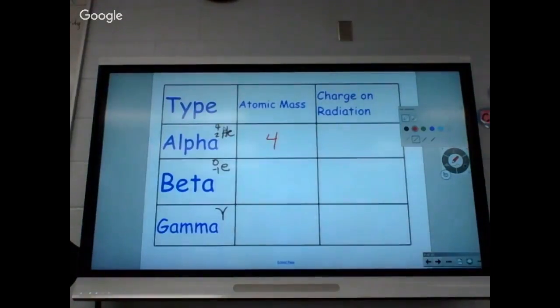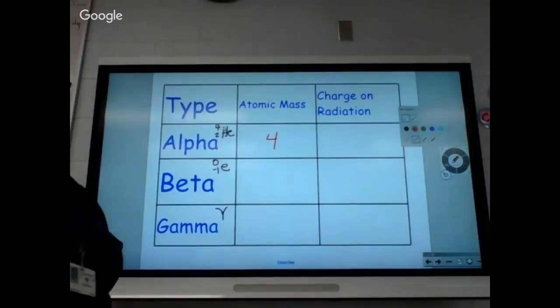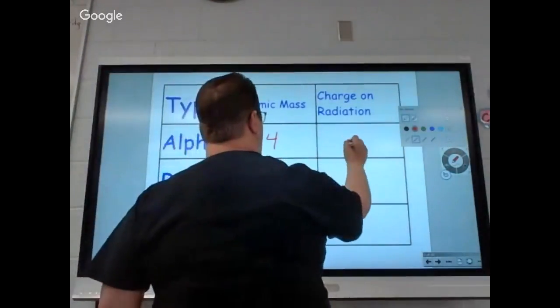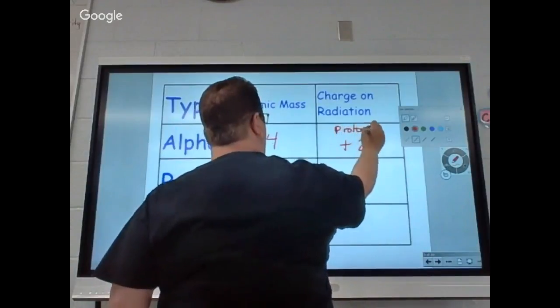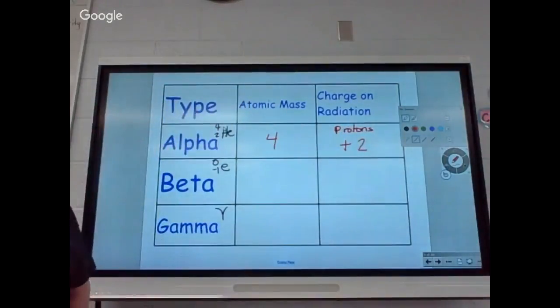Remember, it's a nucleus. It'd be +2, right? Because the only thing that an alpha has are protons. Okay, because it has no electrons. So you got 2 protons.